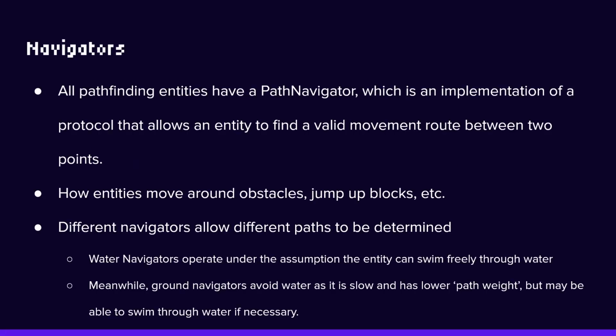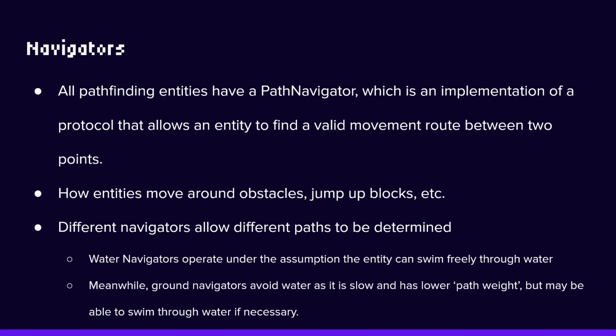So navigators and movement helpers. These are something I wanted to get to last week with the AI section, but I didn't manage to get through. So a navigator is basically the pathfinder for an entity. Every pathfinding entity has a path navigator. They're called path navigation technically in the game. That's the name of the class, but it's an implementation of a protocol that allows entities to find valid movement routes between two blocks, two points in the world.